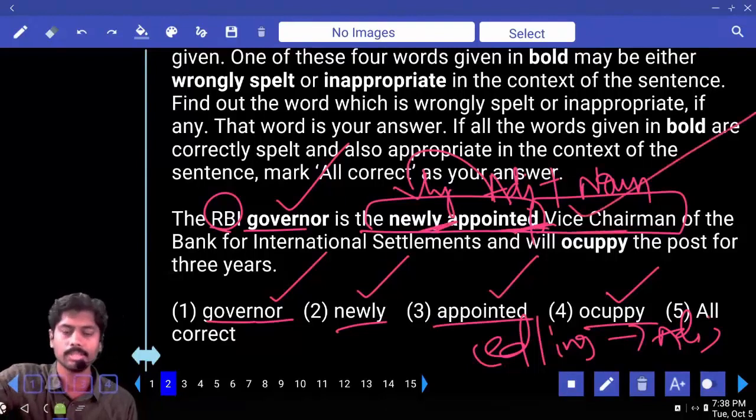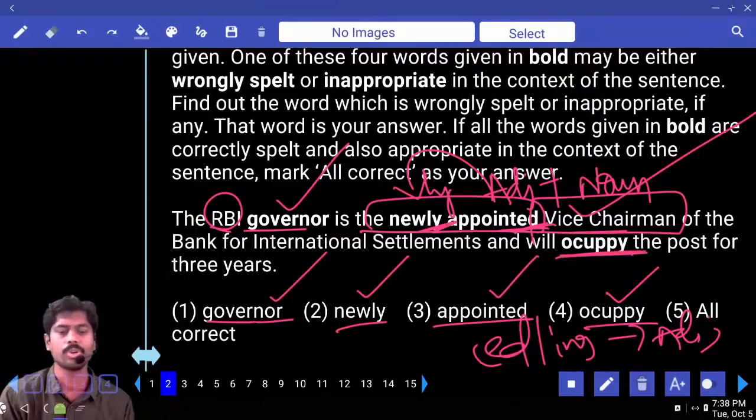No problem with that. So the RBI governor is the newly appointed vice chairman of the Bank for International Settlements and will occupy the post. He will occupy the post for 3 years. All correct. Fifth option.